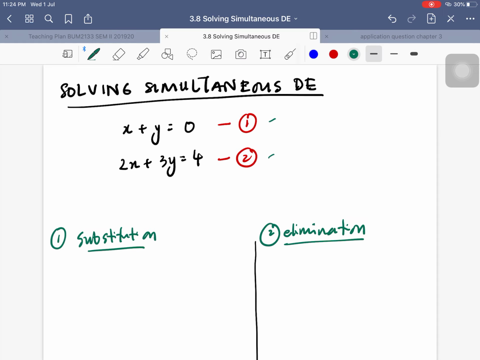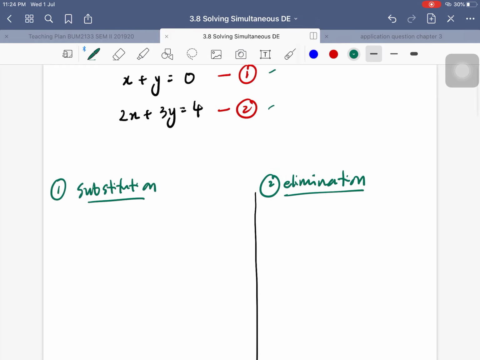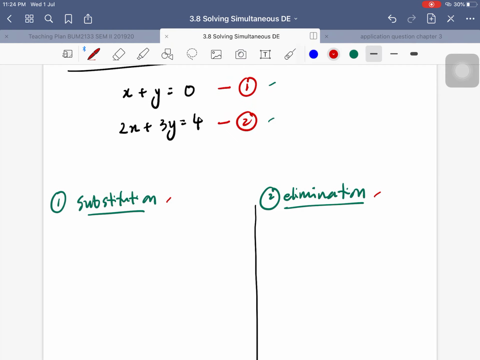Remember, when we solve for simultaneous equation, there are two ways that we learn how to do so. The first method is called substitution and the other one is called elimination. Probably you know how to do it, you just don't know the name. This is what we learn in high school. So how do we solve for simultaneous equation? It will be either one of these two. Let me start with the first one, substitution. Substitution means we're going to substitute one equation into another.